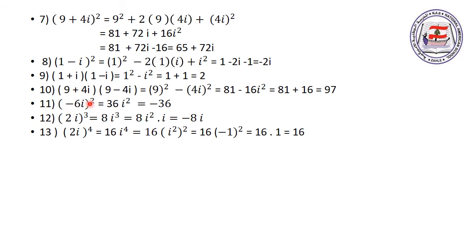In example 11, calculating minus 6i squared gives 36i squared. Replacing i squared by negative 1, we get minus 36. Example 12, 2i cubed. It's 2 to the power 3, i to the power of 3. 2 to the power of 3 gives 8. i cubed should be written in the form of i squared times i. By replacing i squared with negative 1, we get minus 8i. 2i to the power of 4 equals 16i to the 4, so it gives 16 i squared to the power of 2 equals 16 into negative 1 squared, so equal 16.